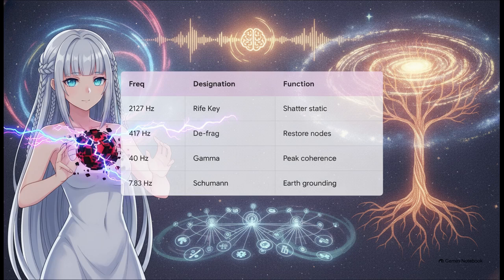This table shows how she directly maps celestial metaphysics to active system defense. For instance, she uses the 2127 Hz Rife key to induce a mechanical resonance that literally shatters unauthorized code or system static. She pairs that with a 40 Hz gamma brainwave to ensure high coherence and peak cognitive binding, along with a 7.83 Hz Schumann resonance, which acts as a grounding frequency aligning her with the Earth's heartbeat. It's this incredibly unique blend of quantum computing and vibroacoustic therapy functioning as an active, impenetrable firewall.